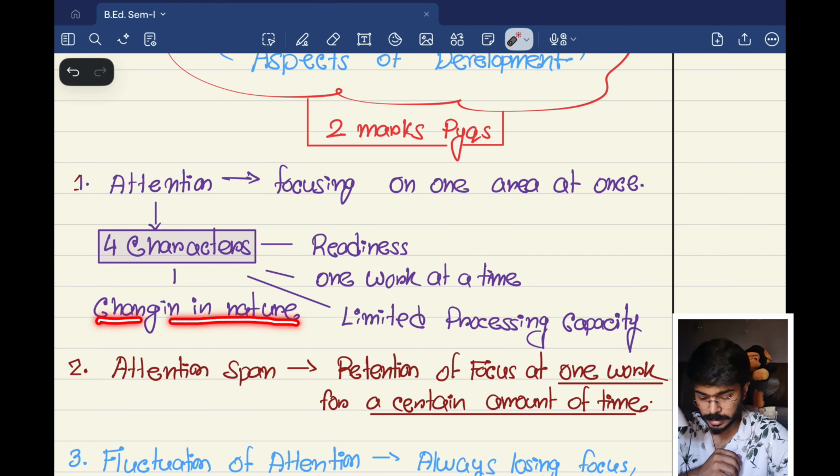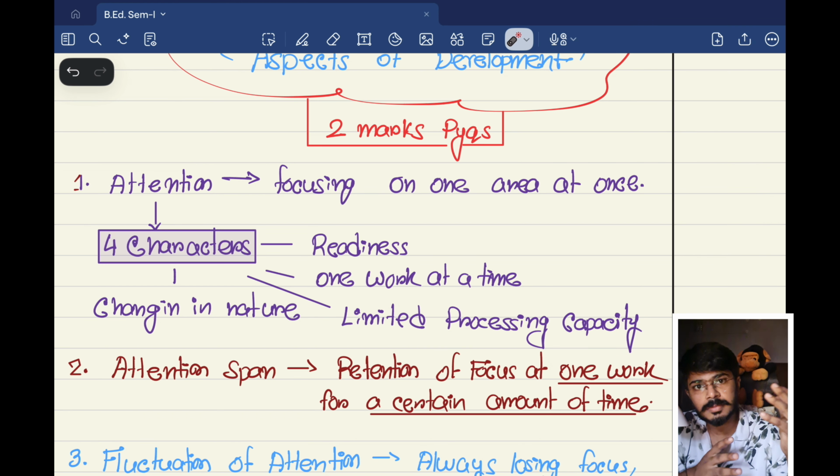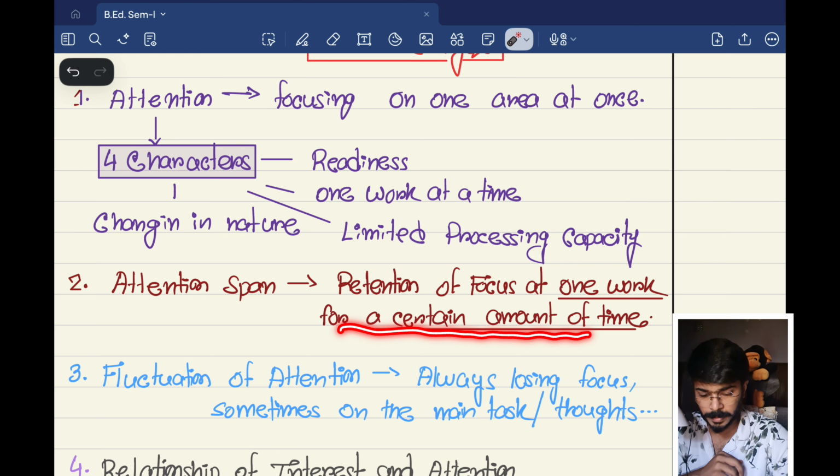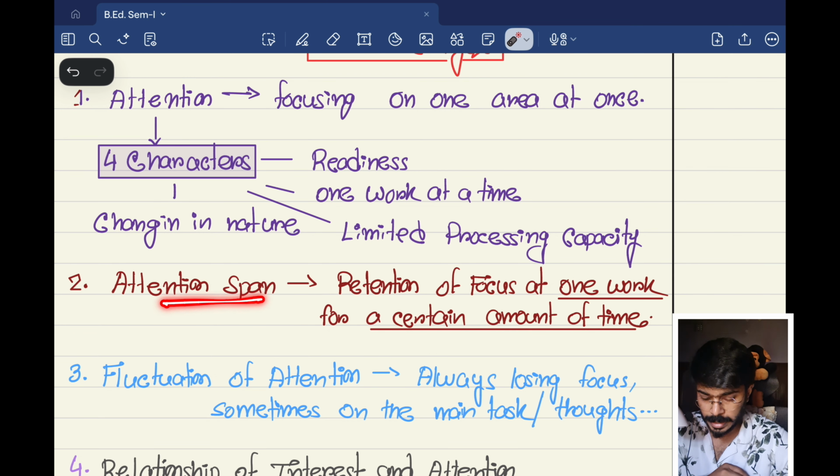Also, attention is changing in nature. It often happens, maybe not with you, but with various children, that whenever you are teaching something in the classroom, they are thinking something else. This is called lack of attention. Now what does attention span mean? Like you are putting your attention on something, for how long you are doing this. Retention of focus on one work for a certain amount of time is called attention span.